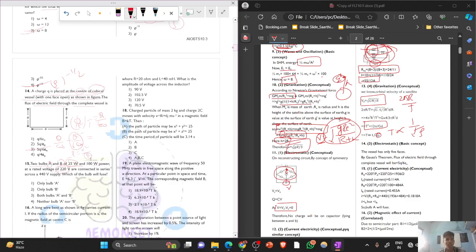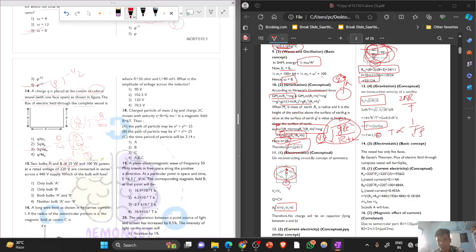They are connected in series across 440 volt. Which bulb will fuse? You just need to understand the current supplied through them. You know the resistance from the information, and then you need to calculate the current through it.